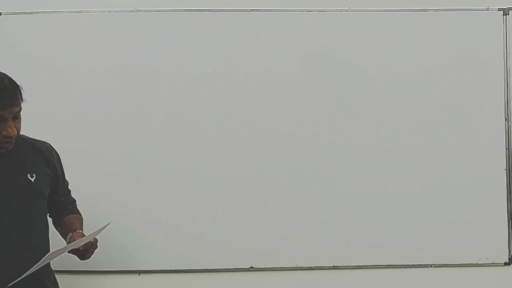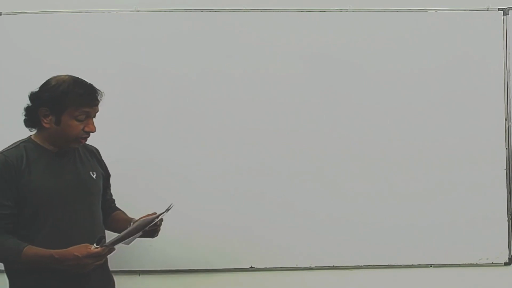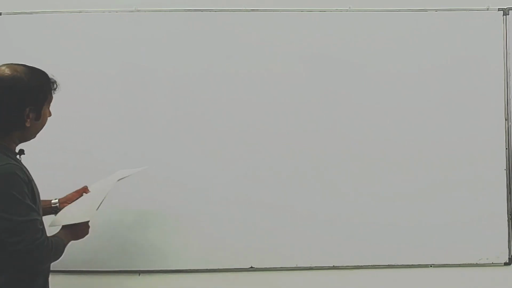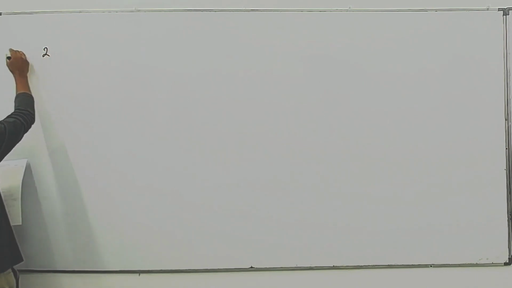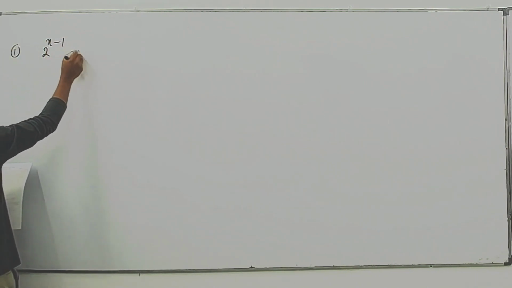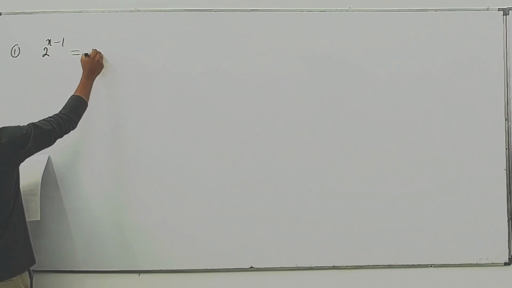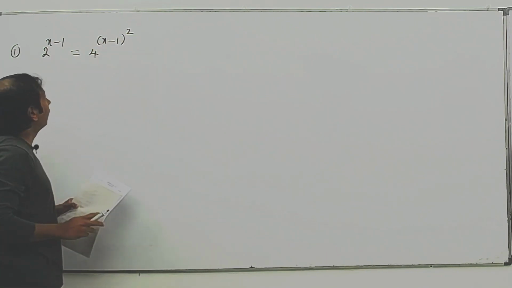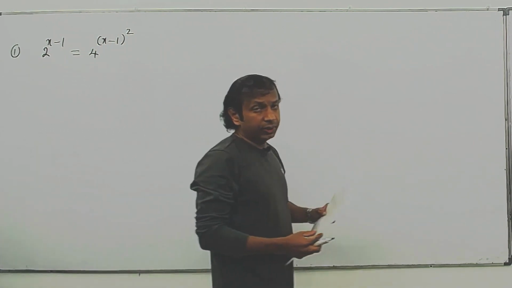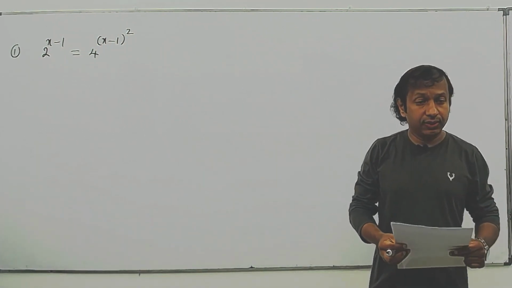Solve the equation. That means you have to find the x value, right? The first one is 2 to the power x minus 1 is equal to 4 to the power (x minus 1) squared. It is asking to find the value of x here, right?